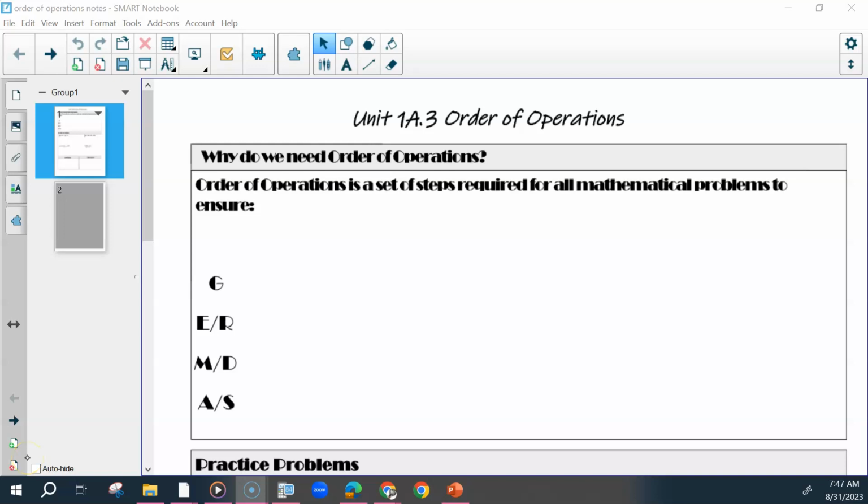Operations so that we all remember how to do that. And then do a couple problems.